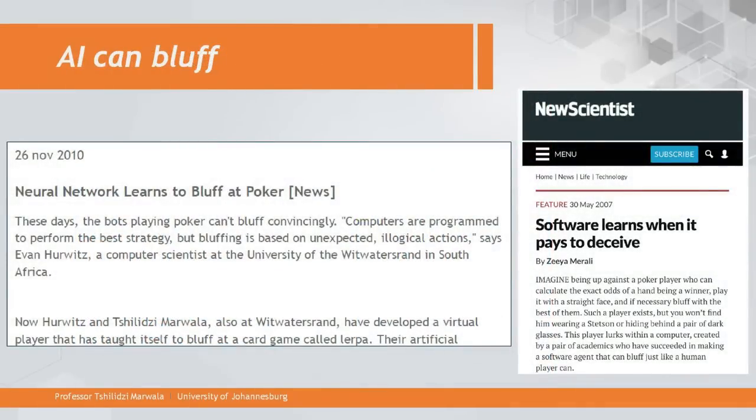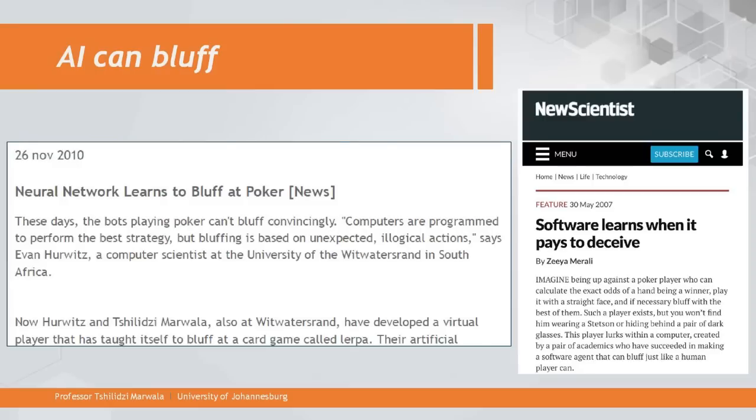So this is the work that we did with Evan Hewitt. In fact, it made it to the front page of New Scientist, where we actually proved we were able to demonstrate that a computer can, on its own, learn how to bluff. And I'm not bluffing. And as you can see here, Hewitt and Tshilidzi, maybe you just forget the Witwatersrand part here, because the 2 gentlemen now are at the University of Johannesburg.